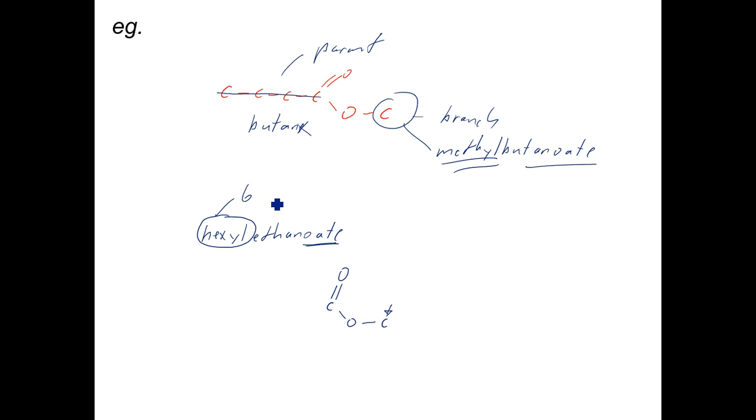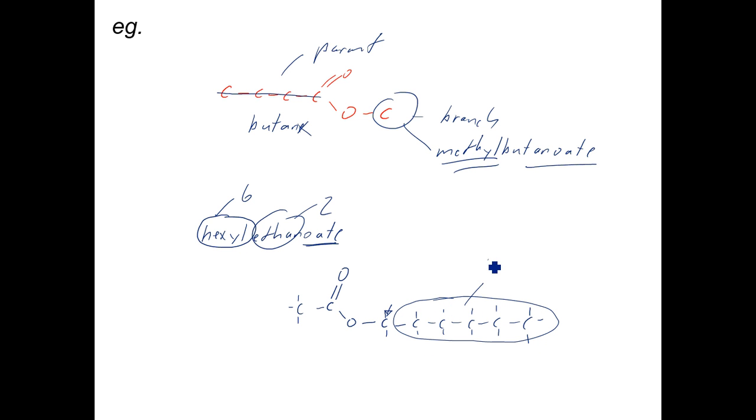So hex means 6, so we're going to have 6 carbons. This one here is our parent chain. Eth is 2, so we're going to only have 1 more carbon here. Let me just go ahead and fill in all these sticks here as well to make sure that each one of our carbons does have the appropriate number of bonds. These would all be hydrogens that are on here. So this is going to be our hexyl as our branch. And these two here are parent chain. That's our ethane for our ethanoate.